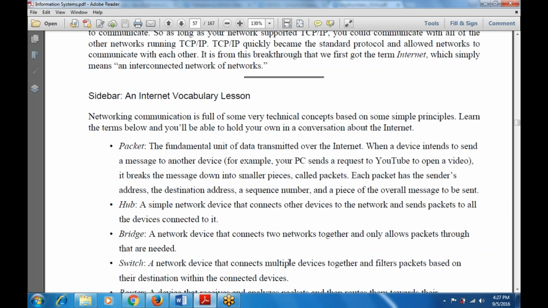The next one is a bridge, a networking device that connects two networks together and only allows the packets through when they are needed. That means filtering the data in the network, allowing whatever data is required. That is known as a bridge. So one is a packet, one is a hub, one is a bridge.